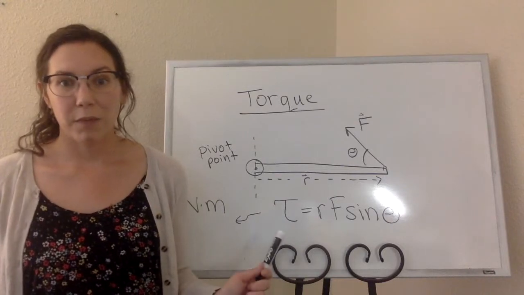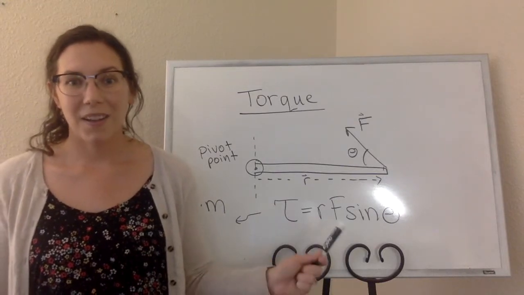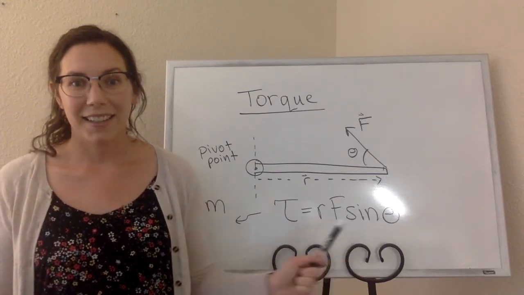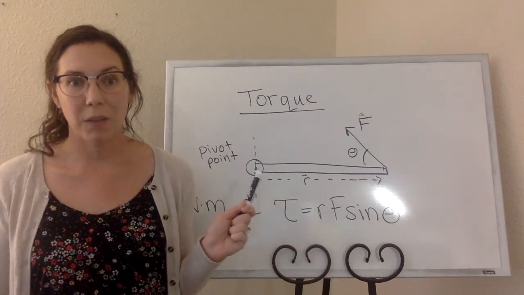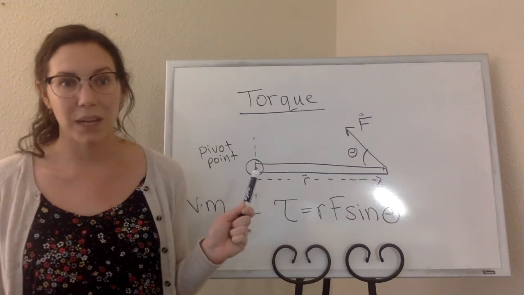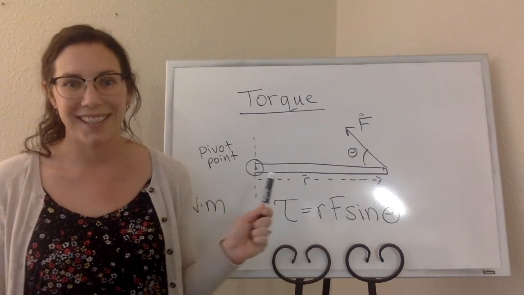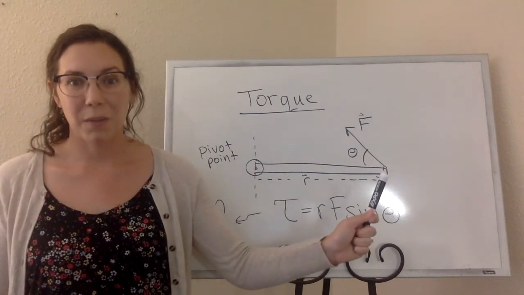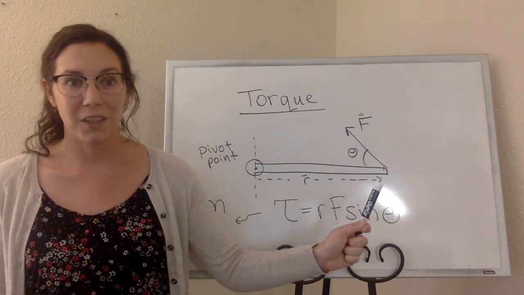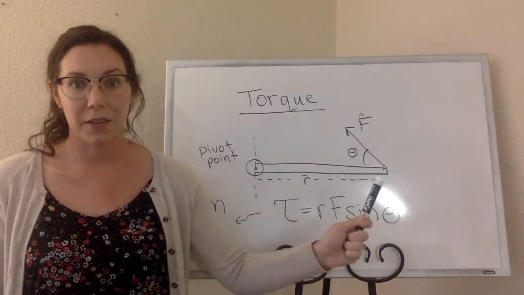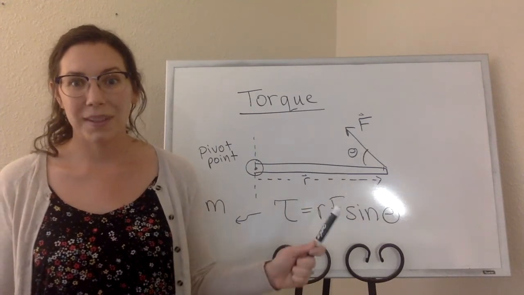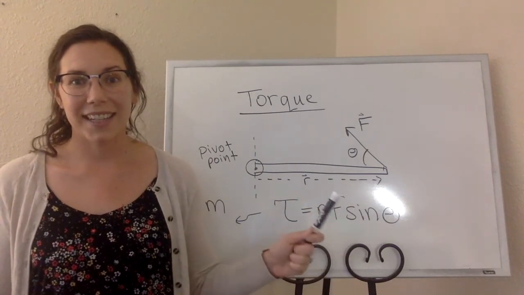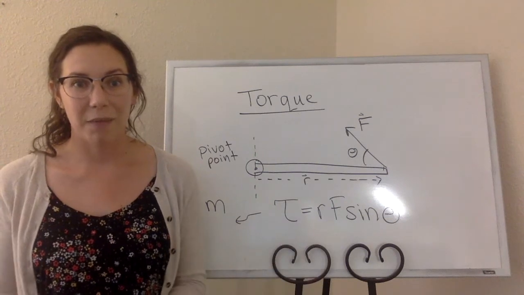The definition of torque, tau, is R F sine theta. R is this straight line distance from the point of rotation, or the axis of rotation, which is also called the pivot point, to the point of action of the force. It's the magnitude of a position vector that actually points along that direction. F is the magnitude of the force in newtons. And theta here is the angle between R and F.